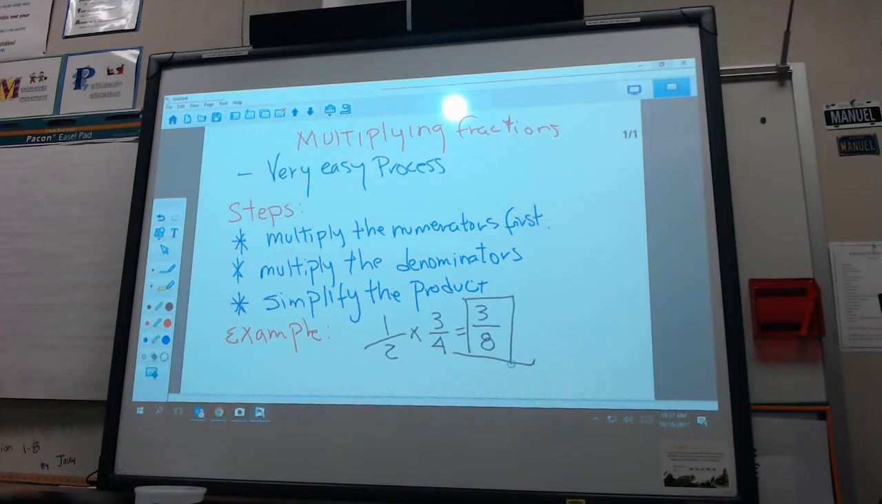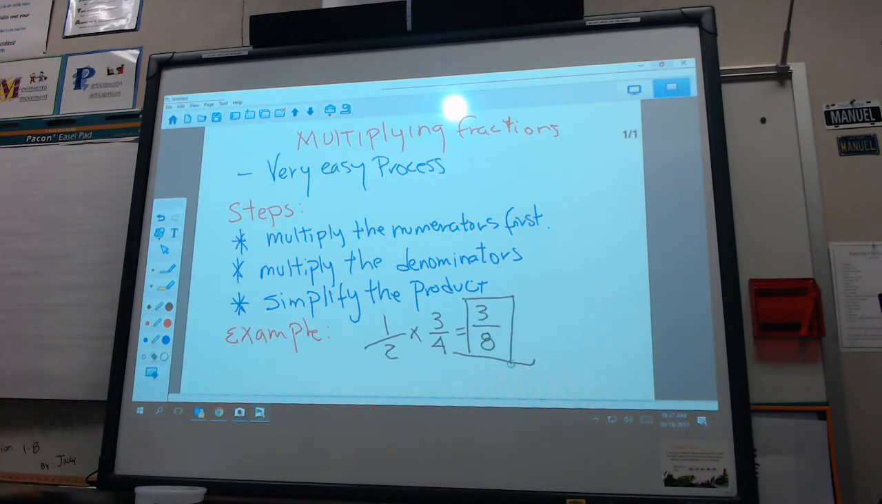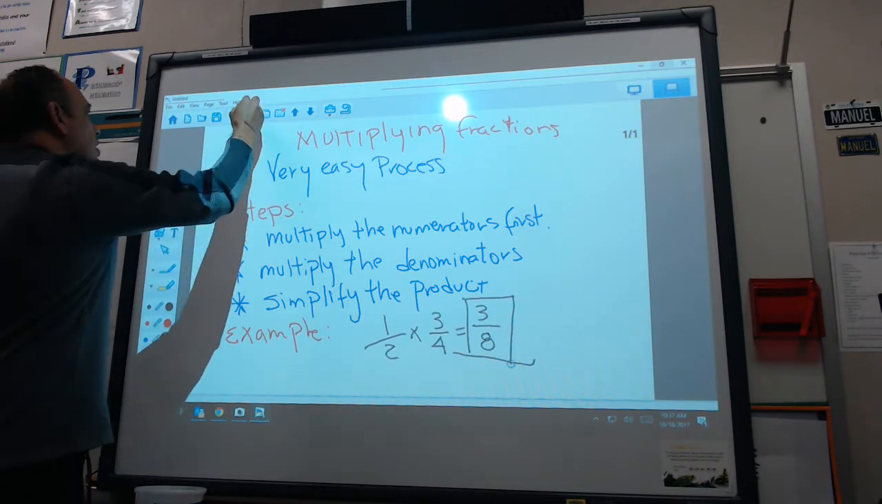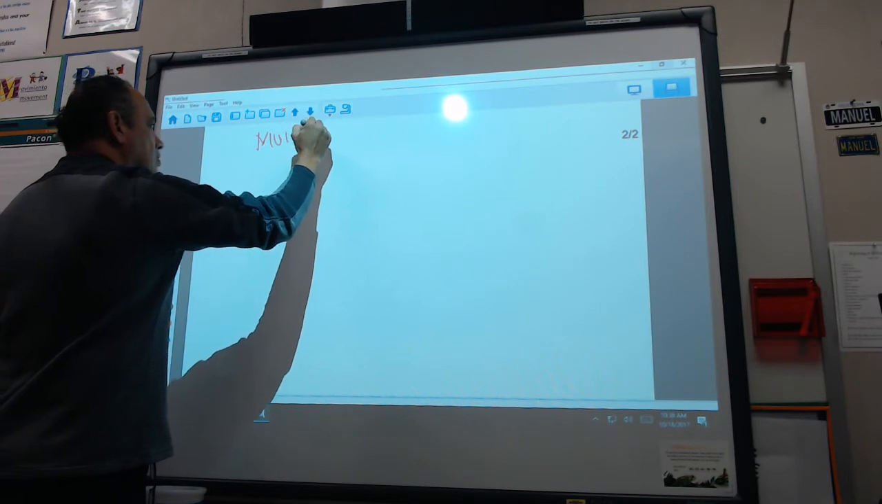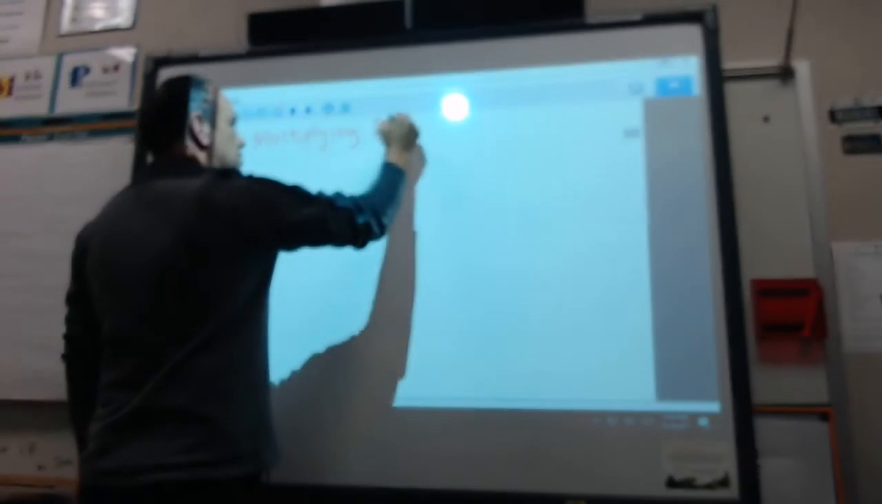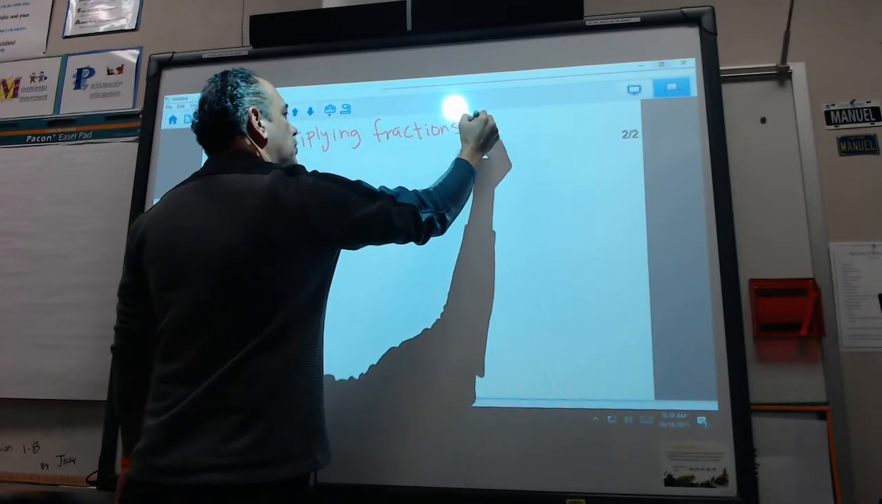Now I am going to move on to the next page. You're still on the same page, right? Yes. All right. So I need you to write as a title or a subtitle: Multiplying Fractions with Models.